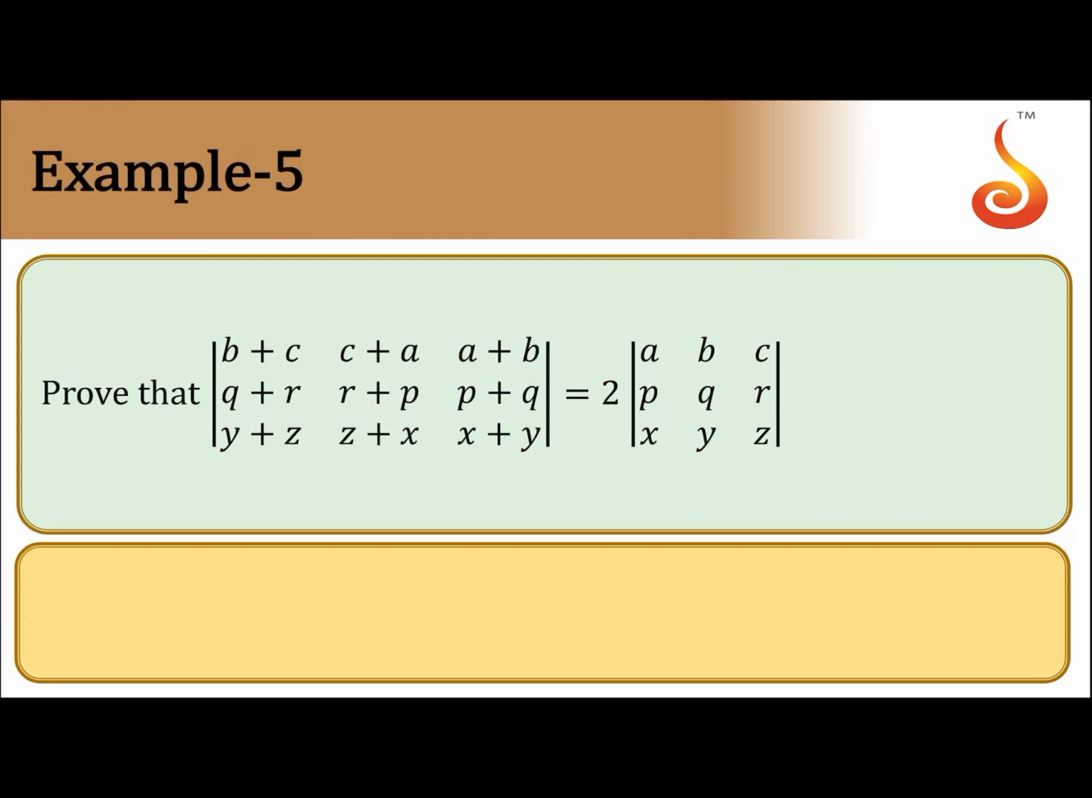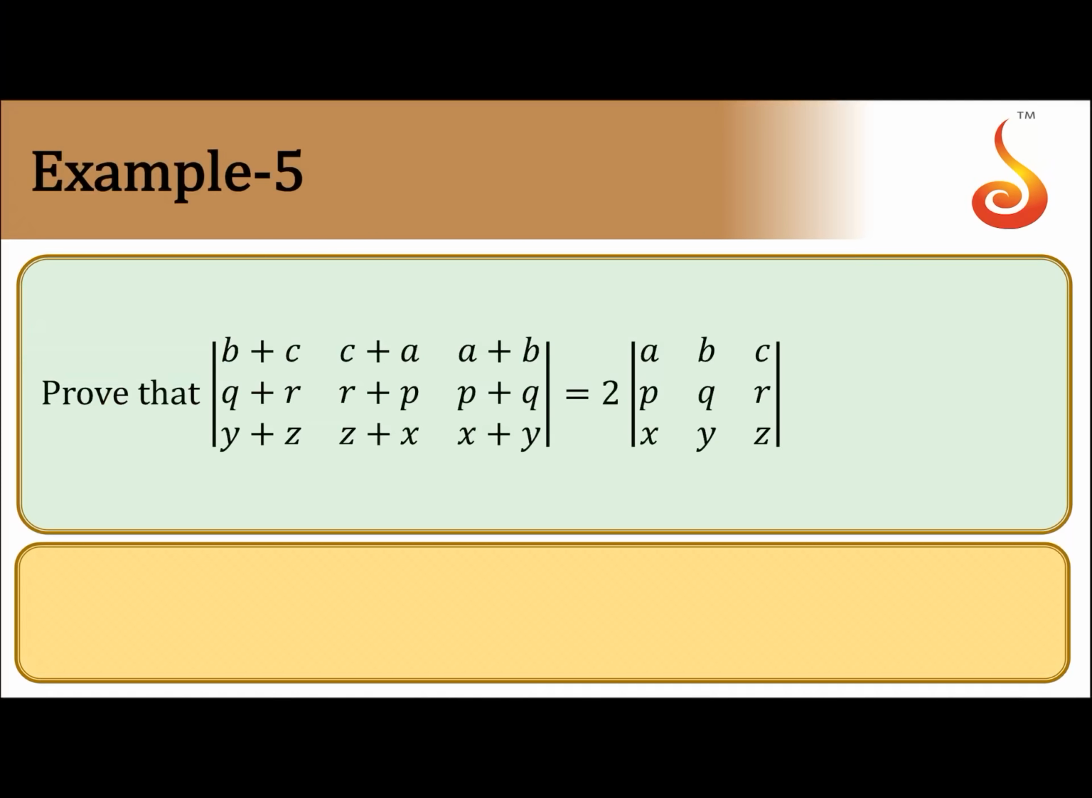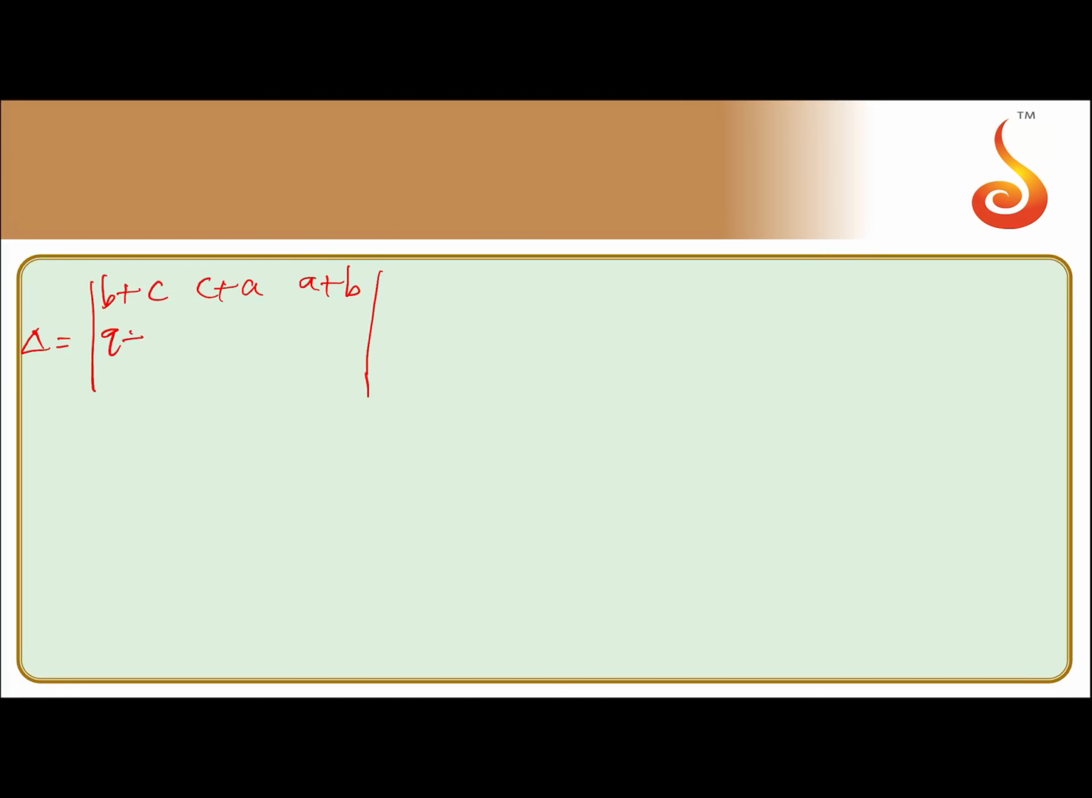It's also not difficult to get it. It's so simple only. I try to get the answer like this. I have the first column b plus c. Let me write down first the determinant. The determinant is equal to b plus c, c plus a, a plus b, q plus r, r plus p and p plus q, y plus z, z plus x and x plus y.